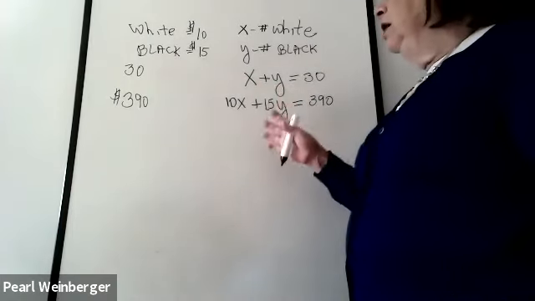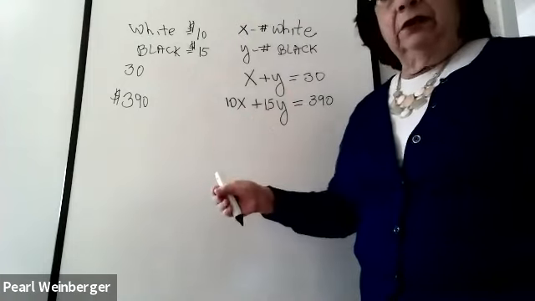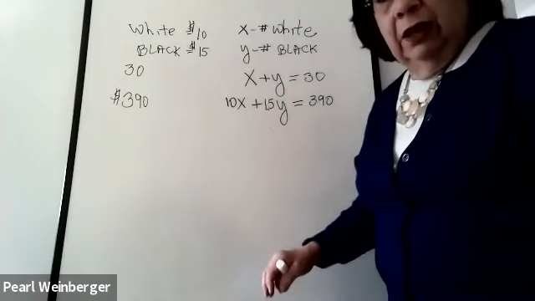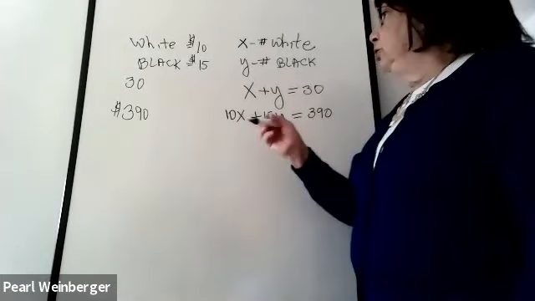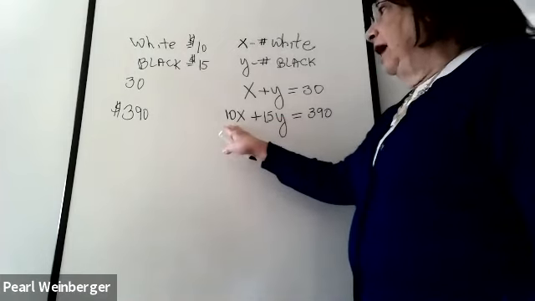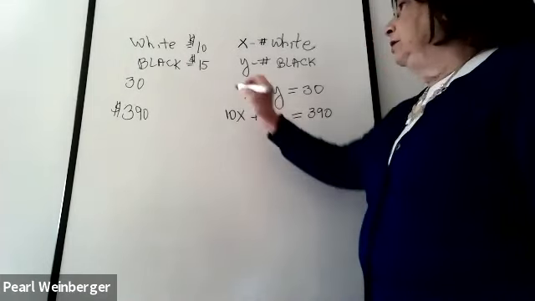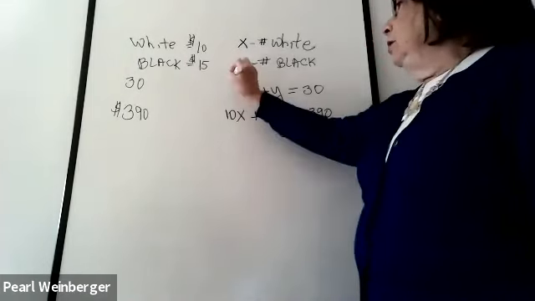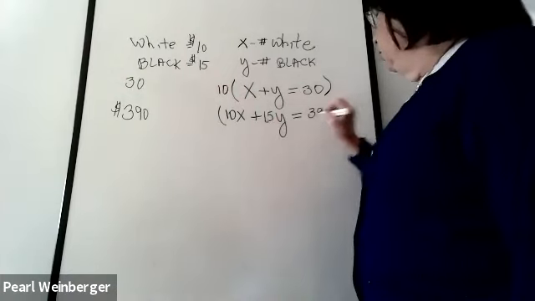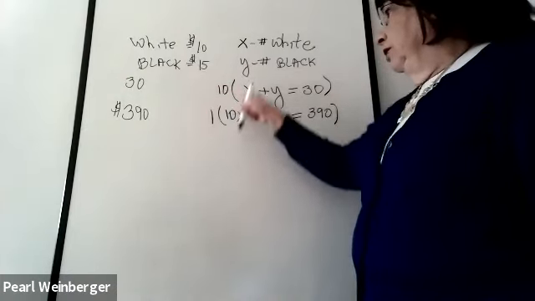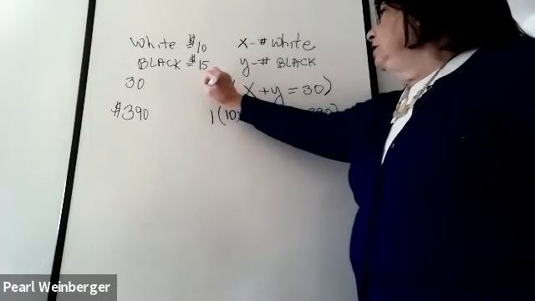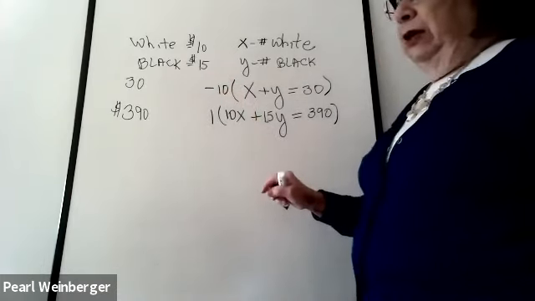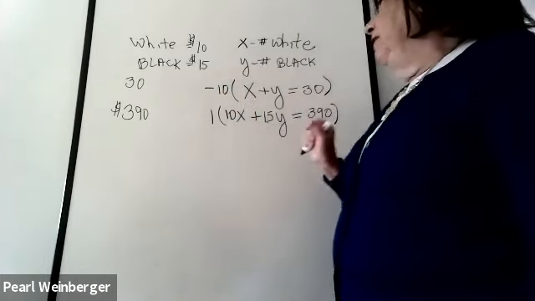Notice they only want us to figure out what y is because they asked how many black shirts were sold. So let's get rid of the x's because we want to figure out what y is. In order to get rid of the x, I have to multiply the top equation by 10 and the bottom equation by 1 because I'm using their opposite coefficients. And I have to use a negative with one of them. It doesn't matter which one I call the negative. I put the negative now with the top one.